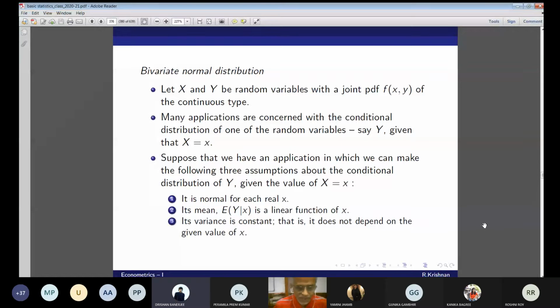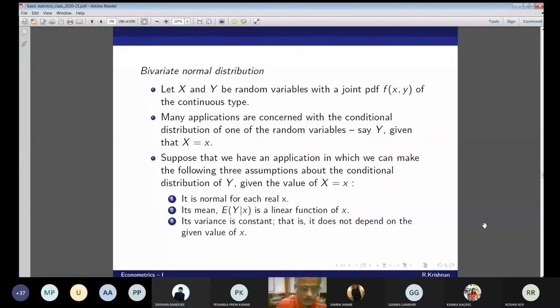X given, so there is a problem. X given, in the sense that capital X continues to be a random variable, but the random variable has already taken the value small x. Then x is given. So that is very important. It continues to be a random variable, but the moment it assumes a value x, it becomes a constant. So E(Y|x) is a linear function of small x. Its variance is constant, that is, it does not depend on the given value of x.